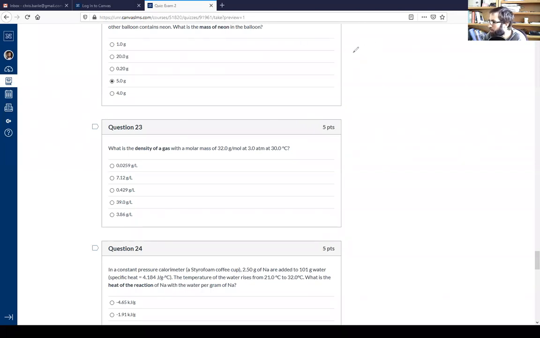So PM equals DRT, where D is the density, P is pressure, M is molar mass, R is the ideal gas constant, and T is temperature in Kelvin. What do we want? We want density, D, so we solve for D: PM over RT.